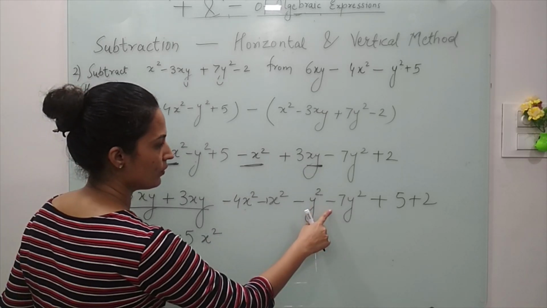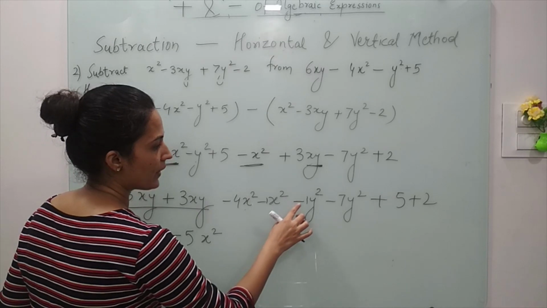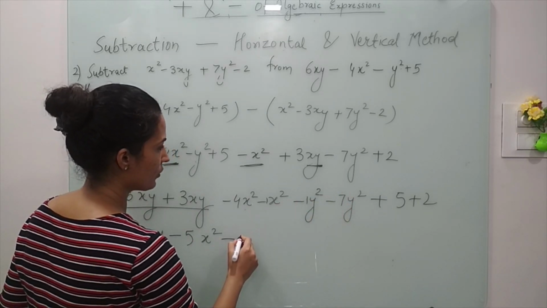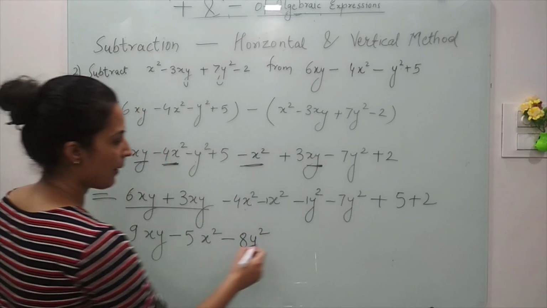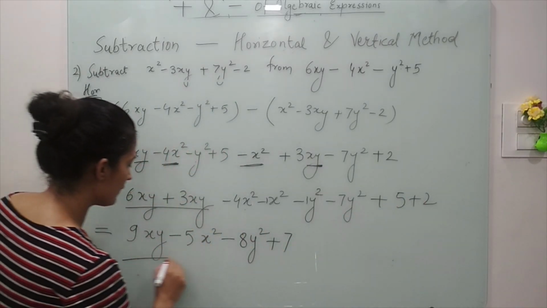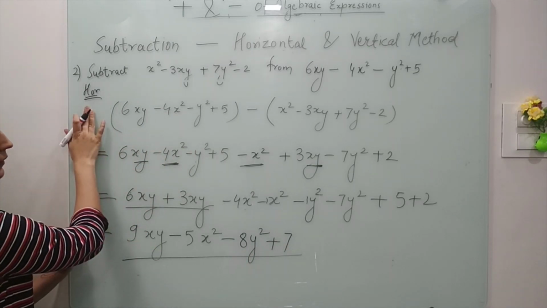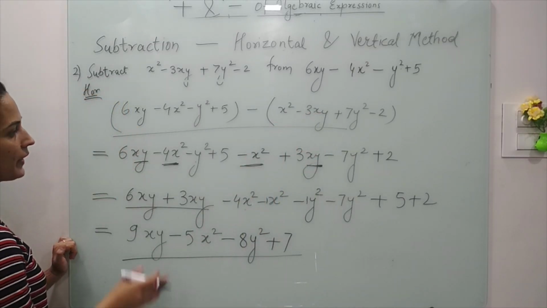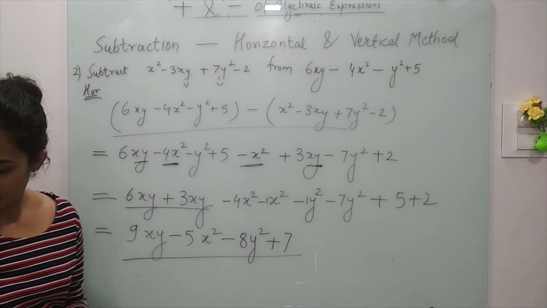Now again here also in the same way, minus, there is nothing here, so it means it is 1. So minus 1y square minus 7y square, sign will be minus and the numbers will be added, that will be 8y square. Plus 5 plus 2 is 7. So this is the final answer using horizontal method. We have used the horizontal method of doing the subtraction. Now we will take the same example and try to solve this using vertical method.